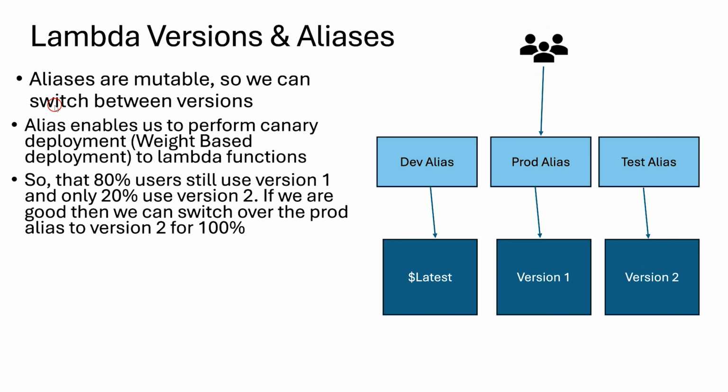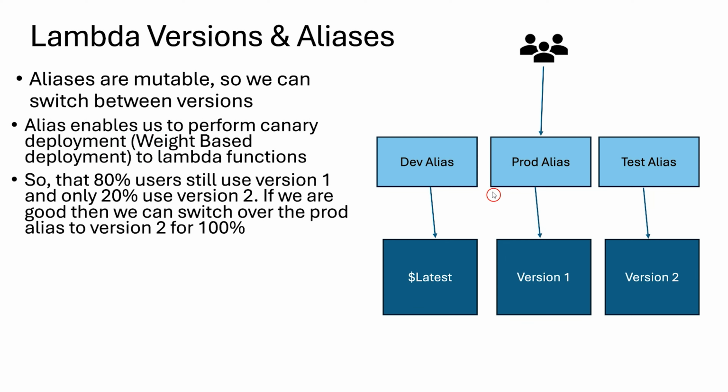Okay, by switching from one alias to another alias, we have different types of deployments. In that, what aliases provide us is canary deployment. So alias will give canary deployment. What is canary deployment? It's weight-based deployment.